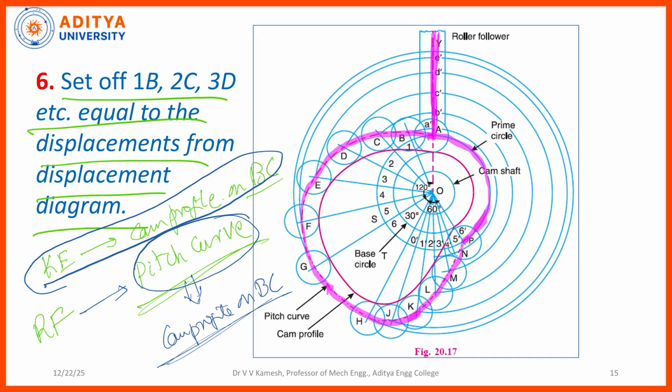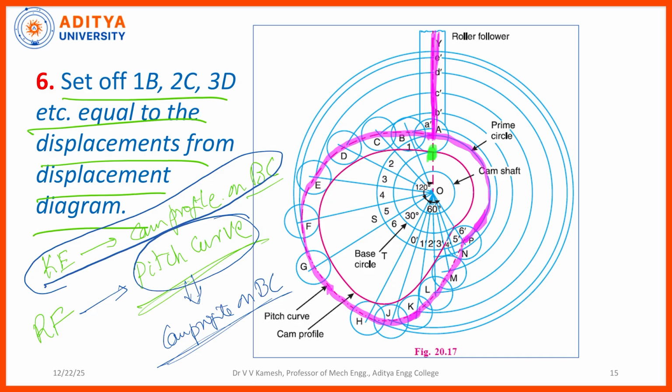Now, because this is the roller follower, what is the actual tracing point? The point of contact between the roller and your base circle, right? Now, what is the real tracing point? This is the real tracing point, right? What is the difference? Radius of the roller, right? So, first initially you need to identify this point, right? After that, we need to identify the same radius of the roller equidistant to all the points of the pitch curve, right?